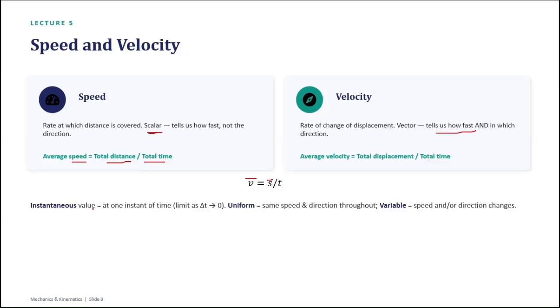And instantaneous speed or instantaneous velocity is, if we take the time interval very small, that will be the instantaneous speed or instantaneous velocity of that object. So the instantaneous value is the value at one instant of time, such that the total time taken reaches the value 0.